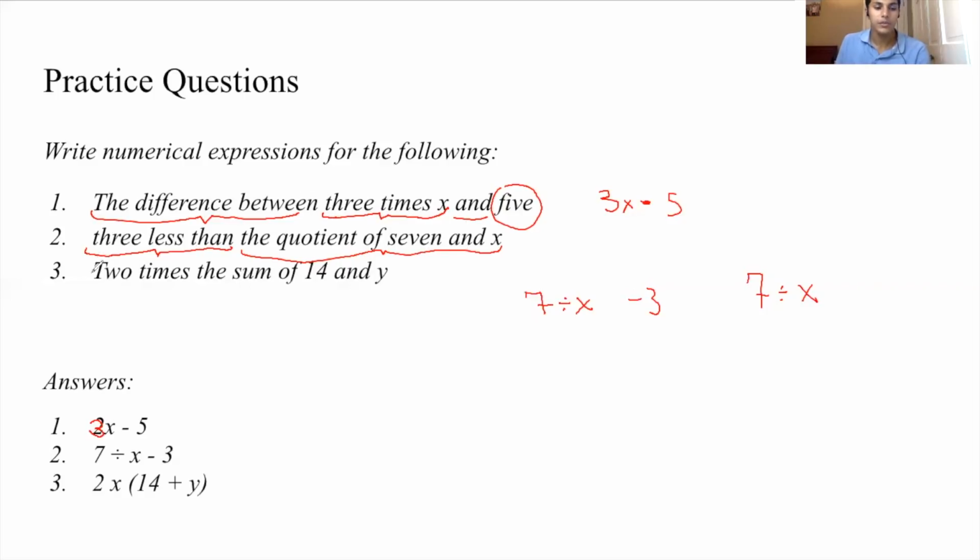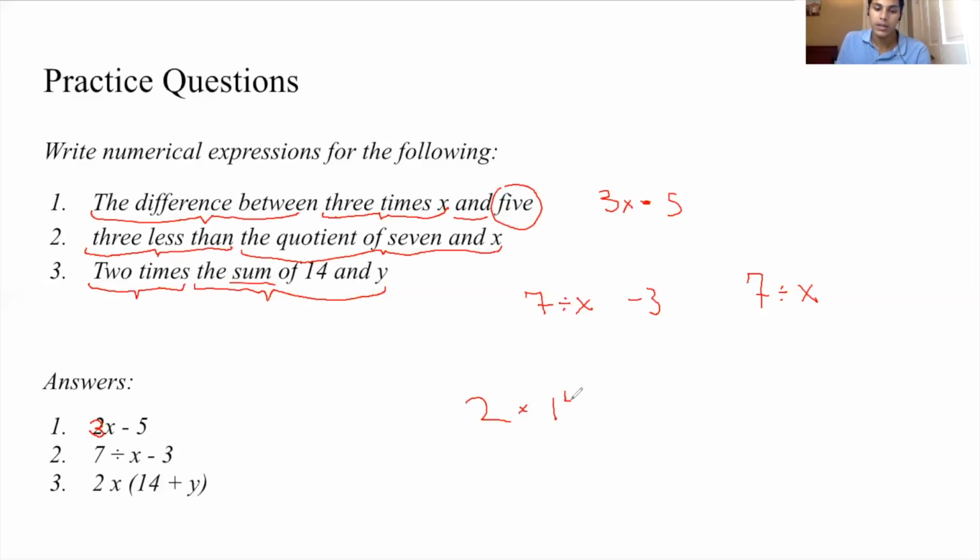And finally, the third one is 2 times the sum of 14 and y. Break it up into groups. It's 2 times, and then the sum of 14 and y. So we're multiplying 2 by something. What are we multiplying it by? Well, we're multiplying it by the sum of 14 and y. So it's 2 times, and then the sum of 14 and y. Remember, sum means addition. So we add 14 and y.